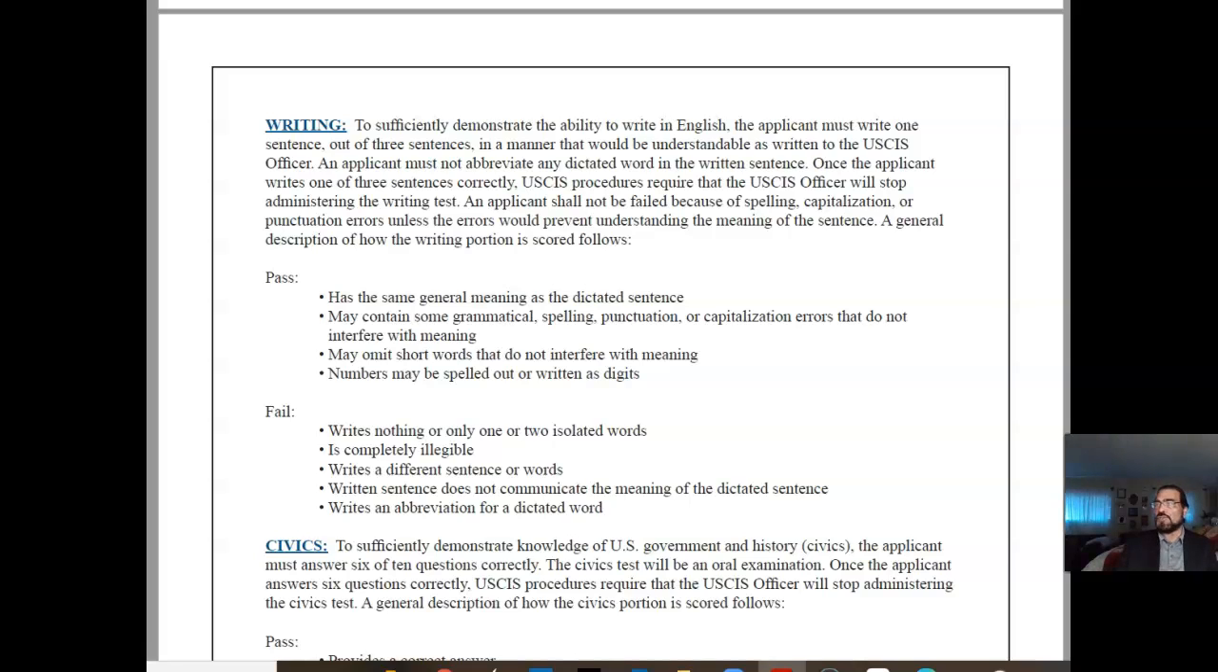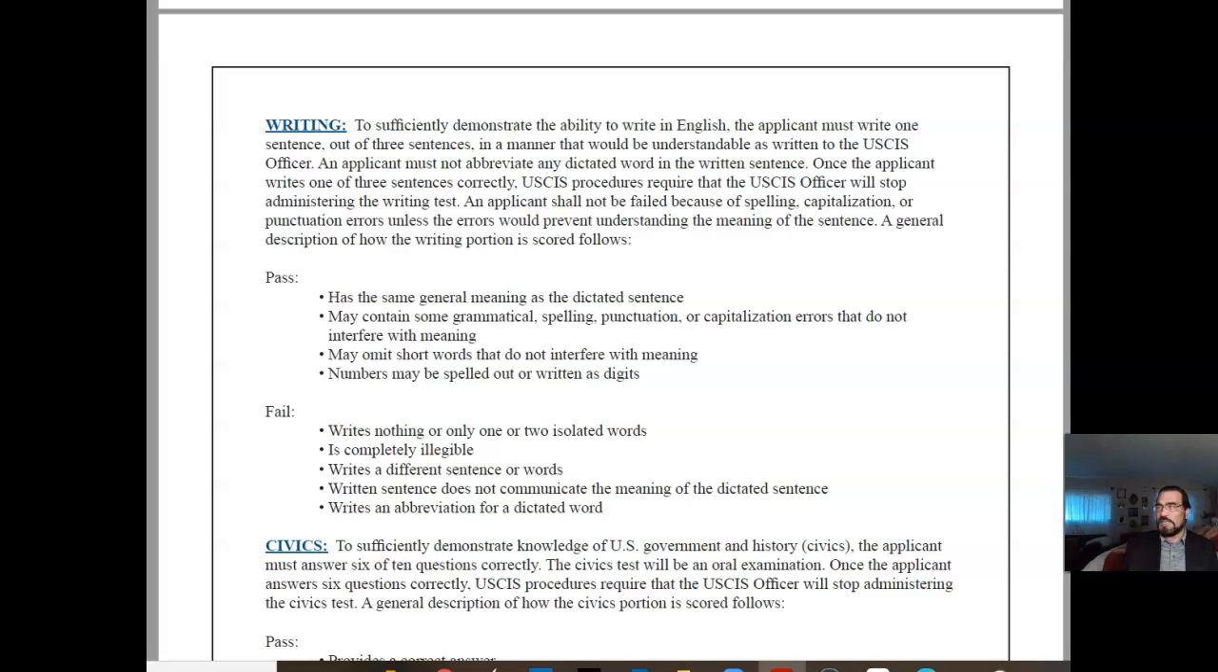To sufficiently demonstrate the ability to write in English, the applicant must write one sentence out of three sentences in a manner that would be understandable as written to the USCIS officer. You must not abbreviate any dictated word in the written sentence. Once you write one of three sentences correctly, the officer will stop administering the writing test.